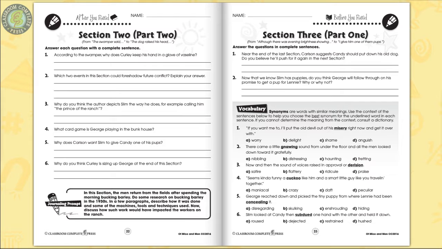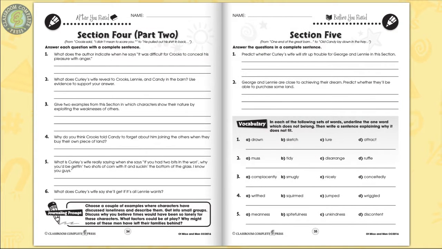Conduct some research into bucking barley in the 1930s and describe how it was done, followed by a discussion on the impact it would have on the workers. We include examples from the text that show characters exploiting the weaknesses of others.